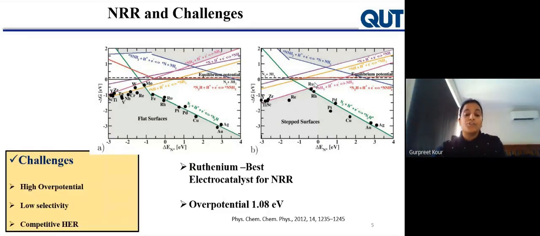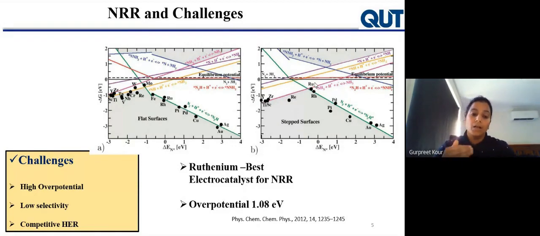So there are certain challenges associated with these electrocatalysts. Most of them show very high overpotential for the conversion of nitrogen to ammonia. In addition to that, they have low selectivity because there is another reaction taking place. That's the hydrogen evolution reaction, where the proton will interact with another proton giving hydrogen, H2.